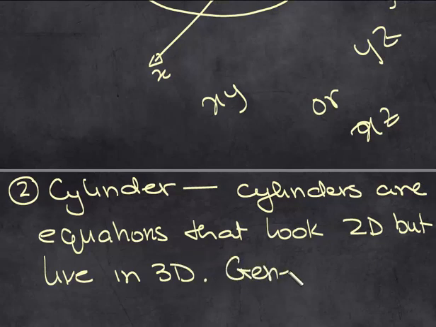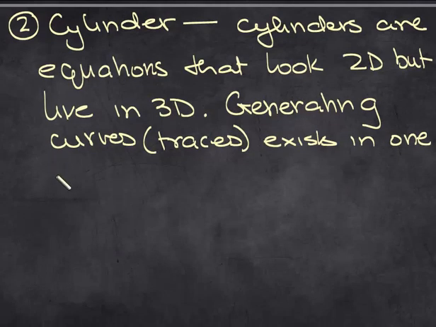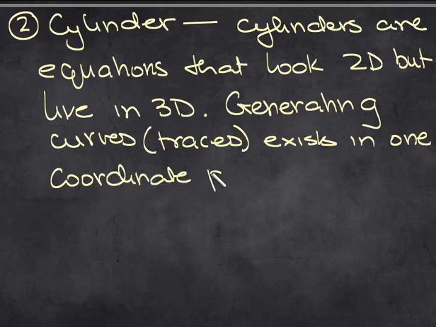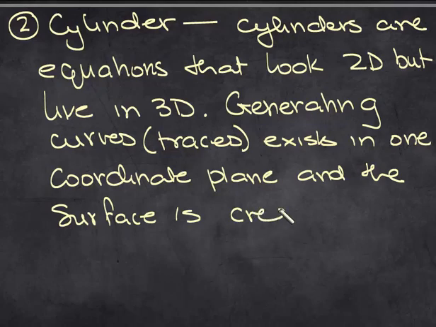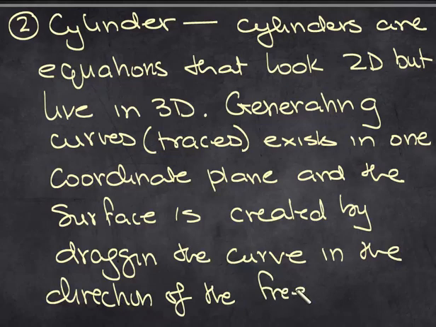Okay. Generating curves, which are basically traces, exist in one coordinate plane, and the surface is created by dragging the curve in the direction of the free variable. It'll make the most sense when I draw a picture of what I mean by it.